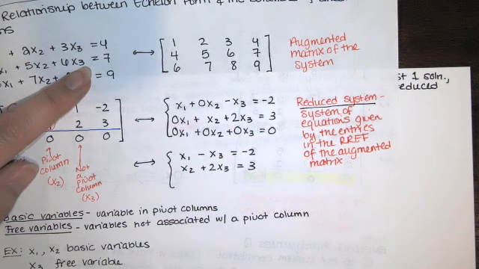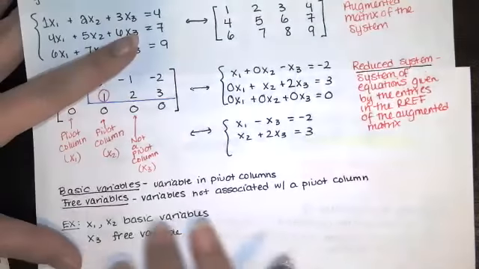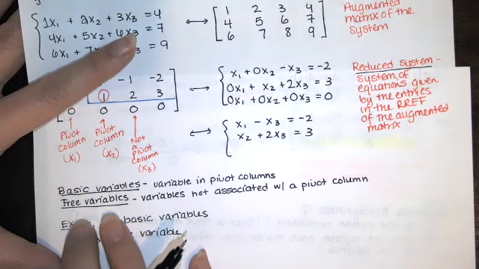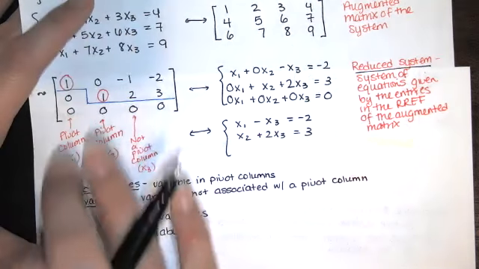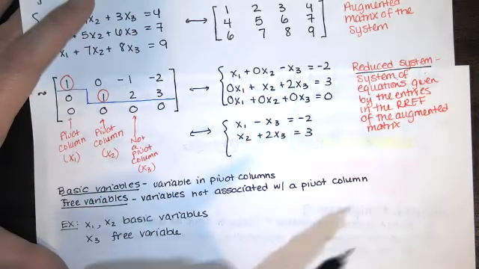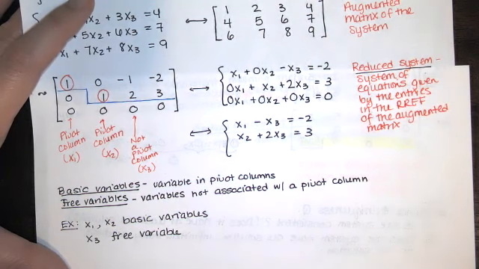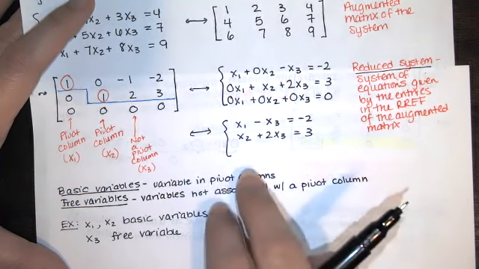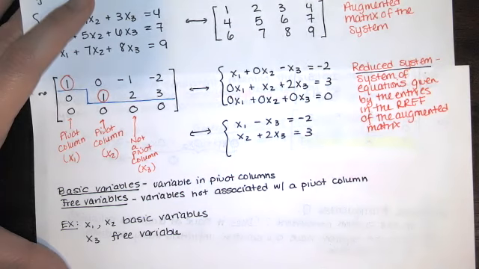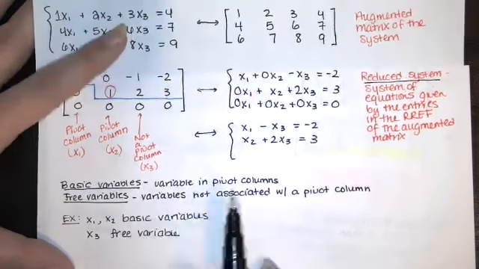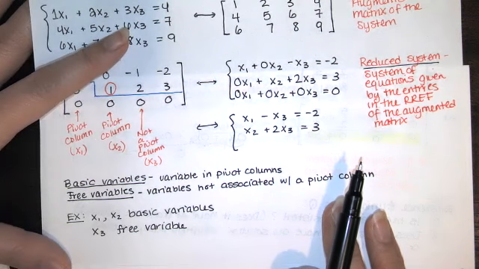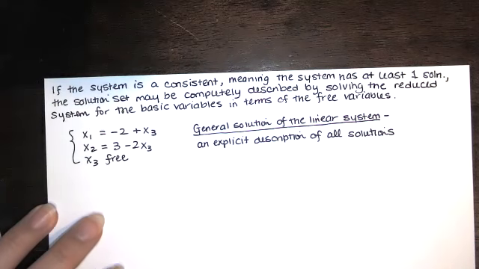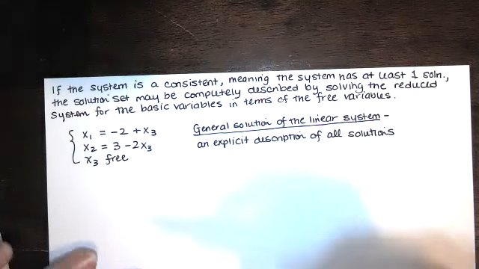Now, when we do that in this class, we always choose to solve for the basic variables in terms of the free variables. So we get x sub 1 and x sub 2, those variables that correspond to pivot columns, by themselves, rather than solving for x sub 1 and x sub 3 in terms of x sub 2, for example. But that is just a choice that we're making, a convention that we follow, and it's not necessary to follow that convention. But this is the general solution of the linear system.